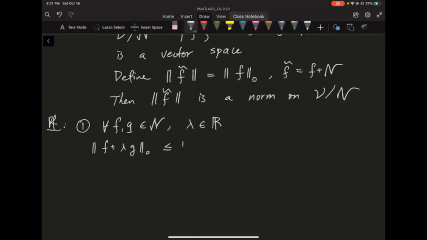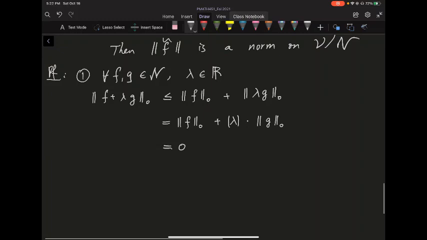The semi-norm satisfies the triangle inequality, so I can break it into the semi-norm of f and the semi-norm of lambda g. And the semi-norm also satisfies scaling by a scalar. You can pull out the scalar, so you get lambda out, and then the semi-norm of g. Because f and g are inside this kernel, this space N, the semi-norm of f and the semi-norm of g are both equal to 0. So this is equal to 0.